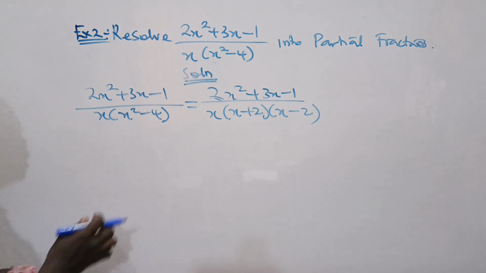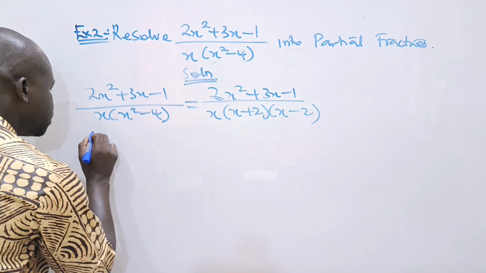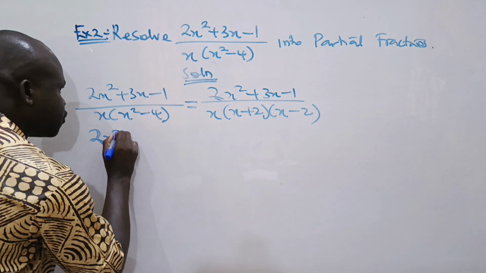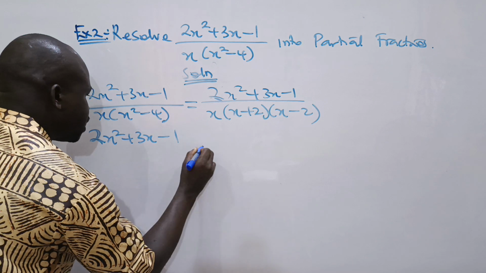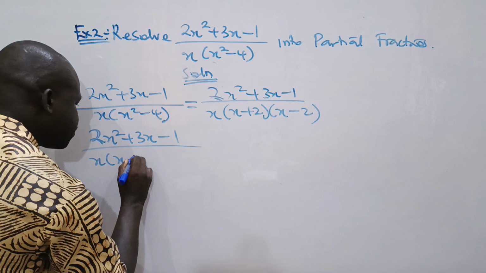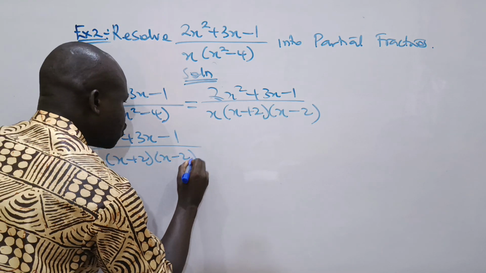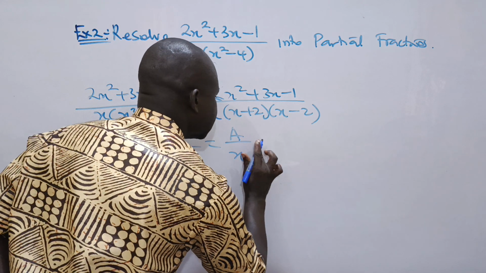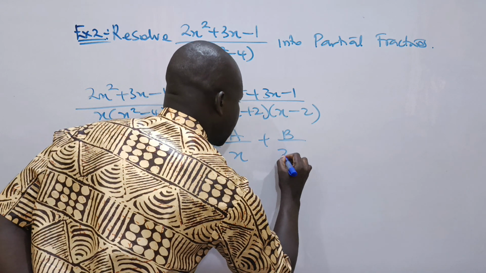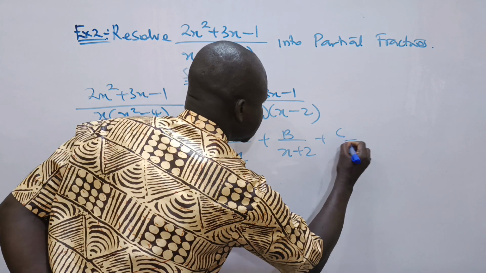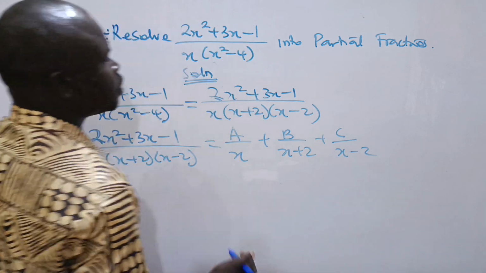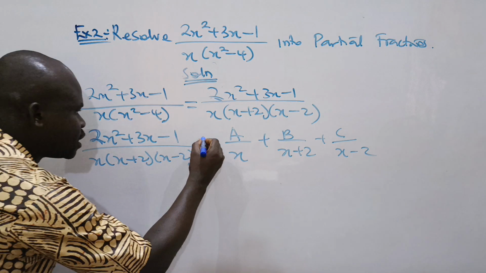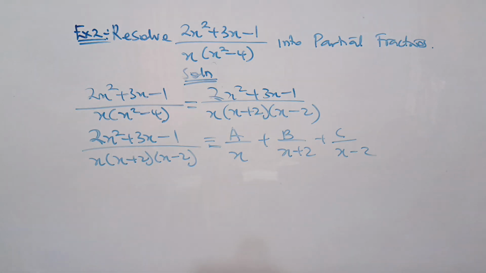So if you have that, then what do we do? To resolve this into partial fractions, we are going to have (2x squared + 3x - 1) all over x(x + 2)(x - 2) equal to A all over x, plus B all over x + 2, plus C all over x - 2. This is what is expected. This is the equivalent of what we have on the left hand side. So we'll now find the values of the unknowns A, B, and C.